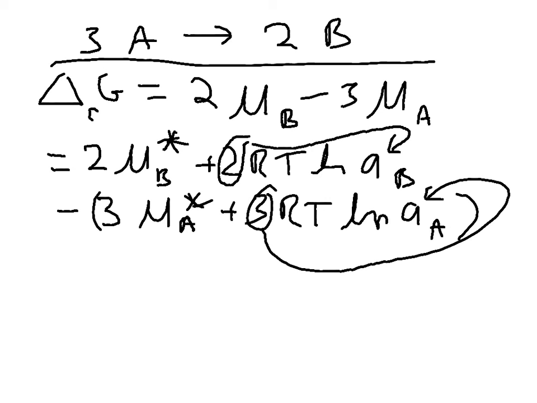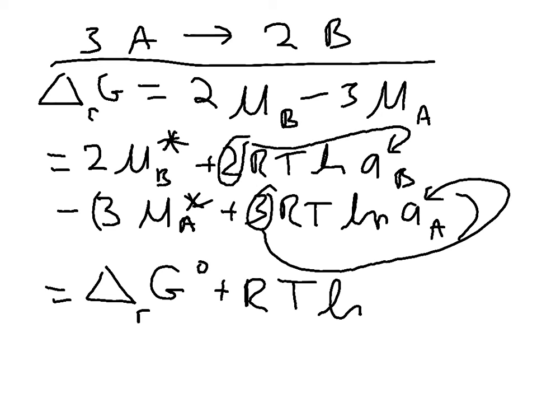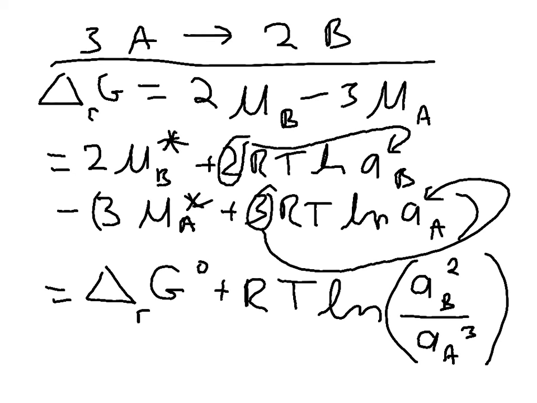And that means that when we combine these, first of all, we can combine the standard terms and just call those delta G standard. So we've got delta G standard plus RT, because we're going to combine these logarithm terms. And then we have the positive term, which would be the activity of B to the second, and then that's going to be over the activity of A to the third. And so that's where the exponents on the reaction quotient come from.